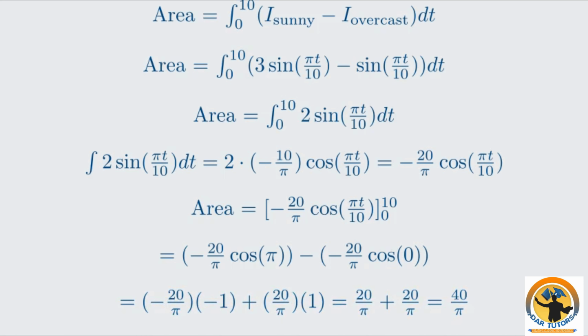The problem also asked what this area means. If intensity is the rate of energy transfer, then the integral of intensity over time gives the total energy transferred. So, the area of 40 over pi represents the total additional energy from light that the greenhouse receives on a sunny day compared to an overcast day over that 10-hour period.